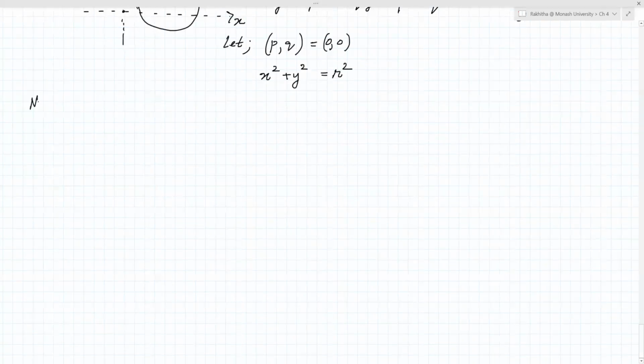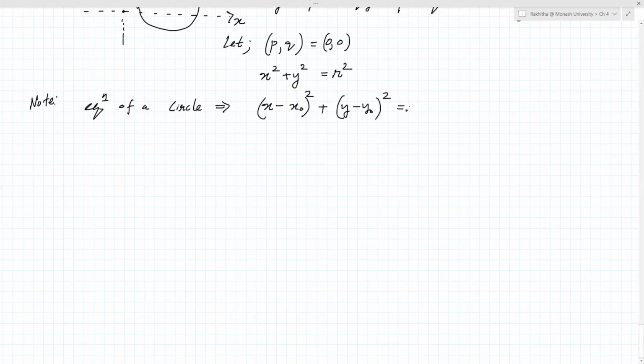So note, the equation of a circle would be x minus x naught squared plus y minus y naught squared is equal to r squared. Okay, so this is not a big deal. x naught, y naught would be the coordinates of a given point. Okay, so this is what we learned.